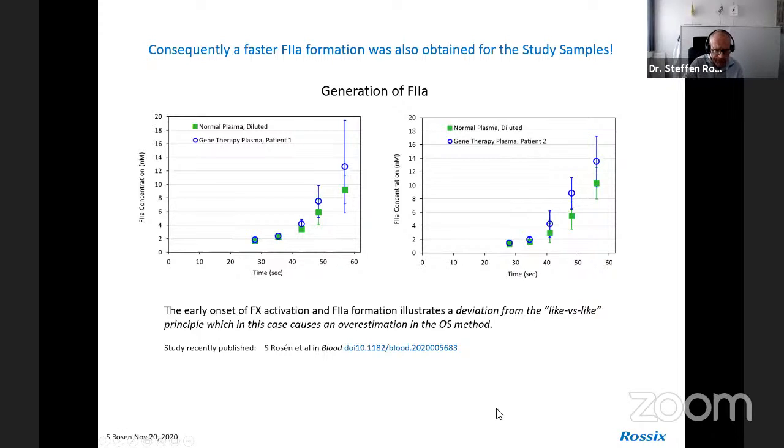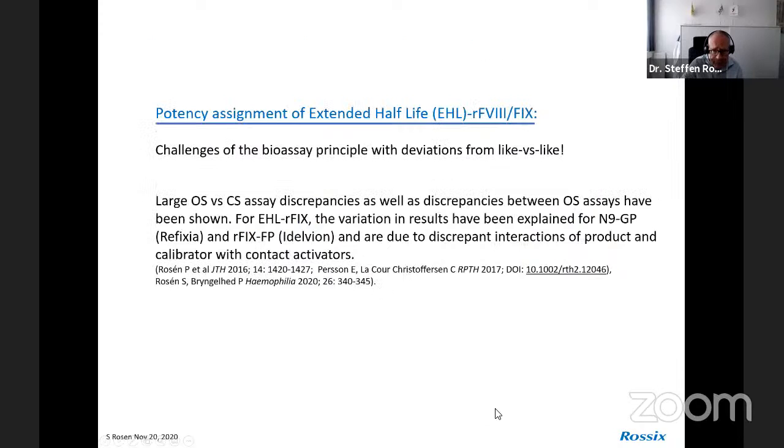And this study was recently published in Blood Online in September, and it will appear in the printed version, I think, at the end of this month. And there will actually also be a podcast, as I've been informed, on this work. So it was good fun to do this study.